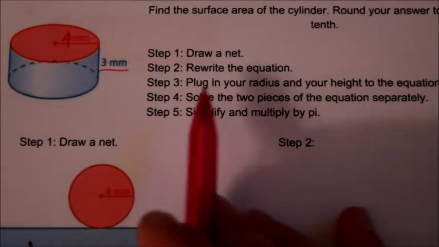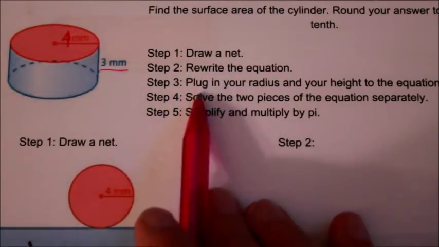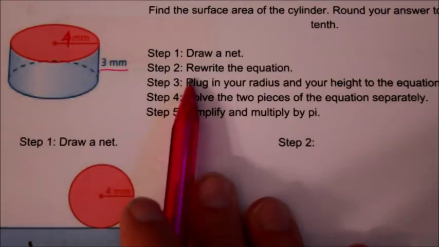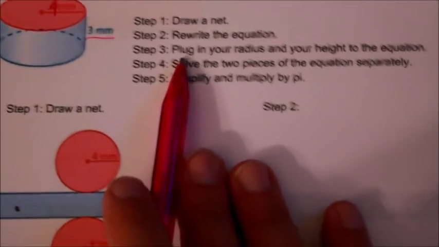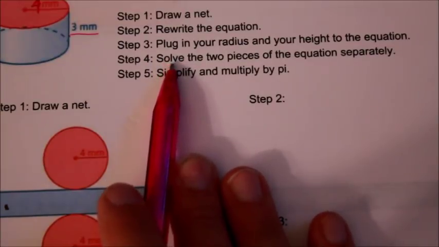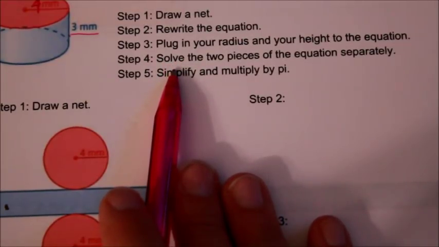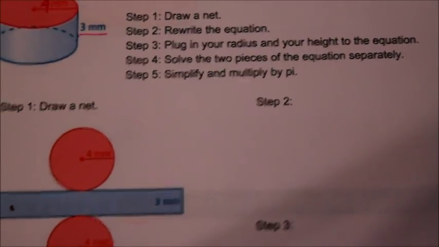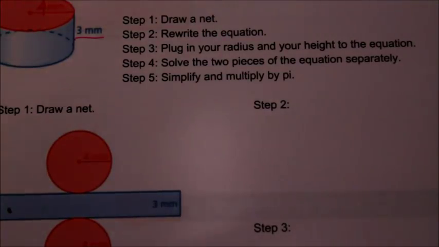So our step 1 is going to be draw a net. Step 2 is going to be rewrite our equation because we need to practice that. Step 3 is plug in your radius and your height to the equation. Step 4, we're going to solve the two different pieces of the equation separately and then simplify and multiply by pi. And then we're going to approximate it by rounding to the nearest tenth.